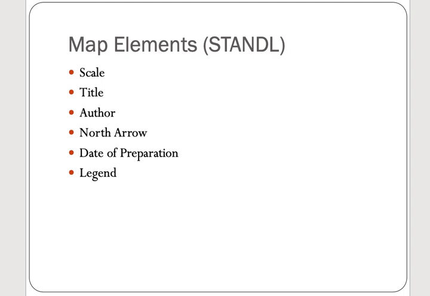And lastly, I do want to talk about map elements. What should be included in your map is a scale, title, author, north arrow, date of preparation, as well as the legend. In your lab course, you will be looking at these different types of map elements to present your data in the best visual way possible for your audience.